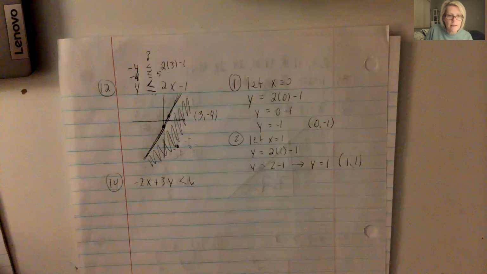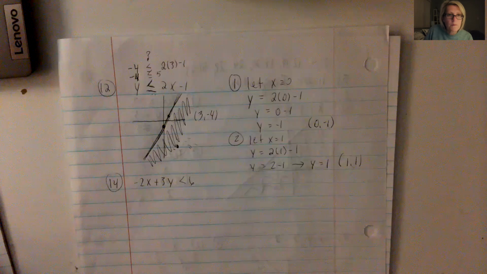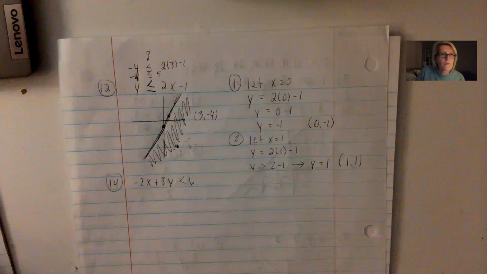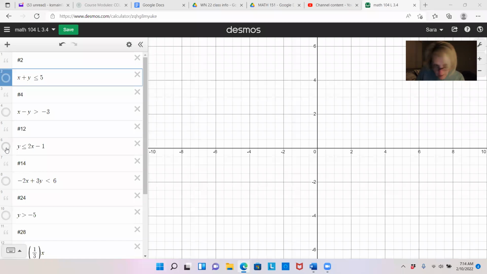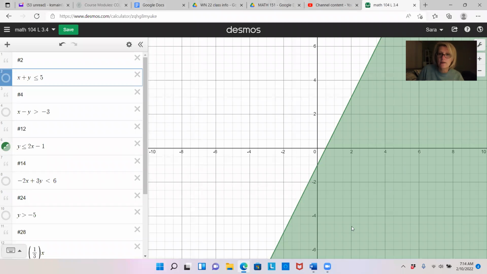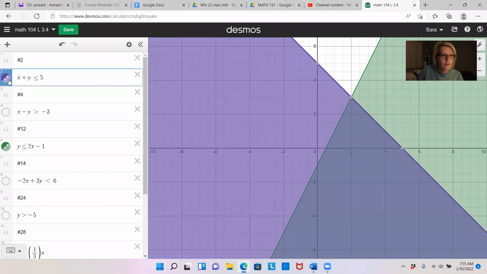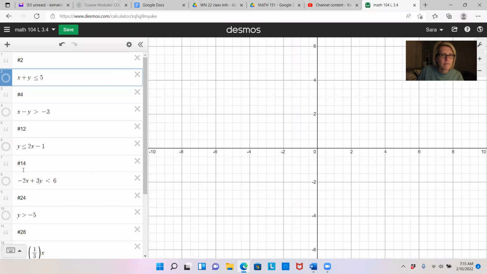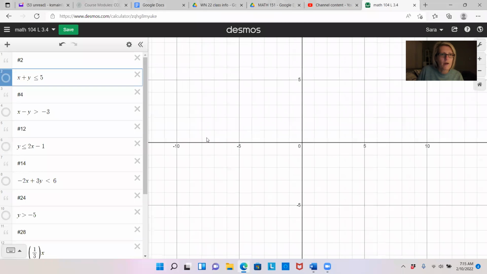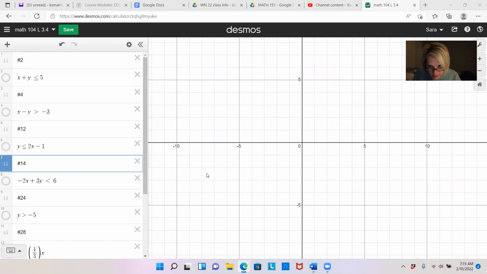And we can validate this for number 12 in Desmos by clicking on that equation, and you can see that it did shade to the right below that. And this color is so pretty. Okay. Now let's go to number 14.